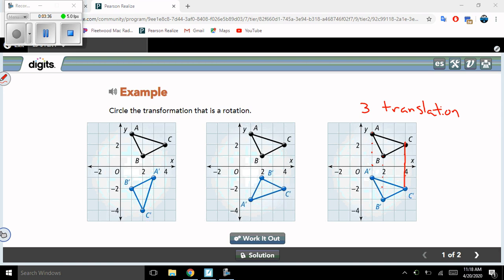If I take a look at the second one, obviously the third one's not it. The second one represents a flip or a reflection. If you take a look at that, we're flipping it or reflecting it across the x-axis. You can see that B and B prime are 1 away from each other. C and C prime are 2 away from each other on opposite sides of the mirror, and A and A prime are 3 away from each other on the opposite sides of the mirror. So we could basically say that this one then must be our rotation. This would be your answer.